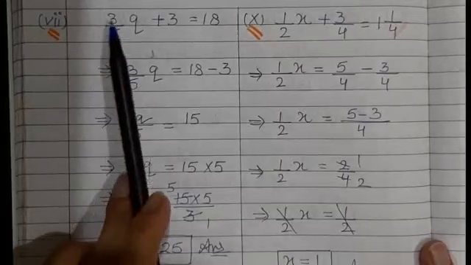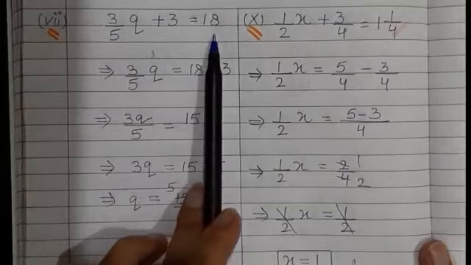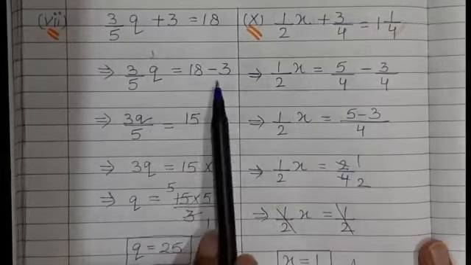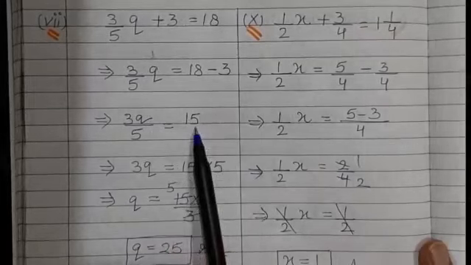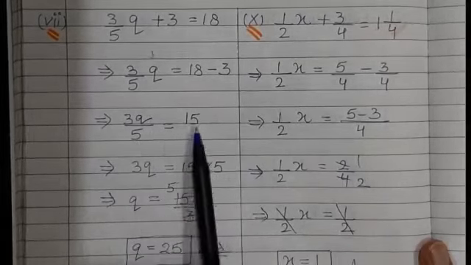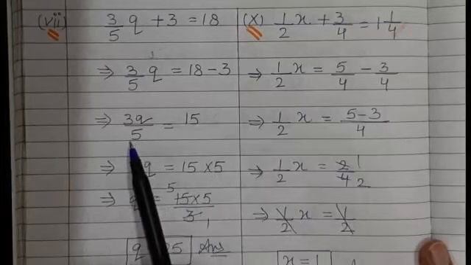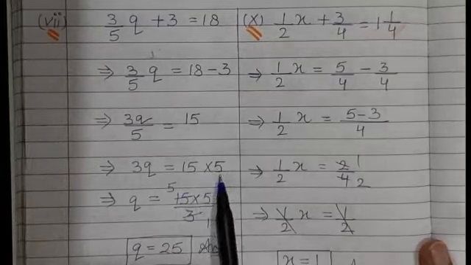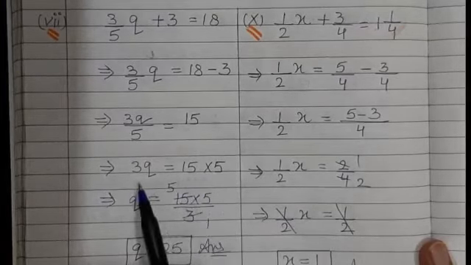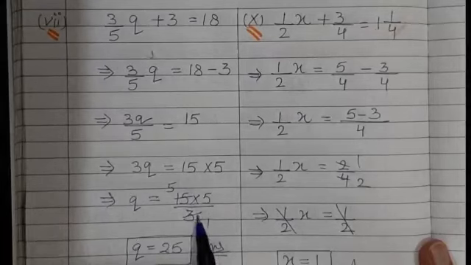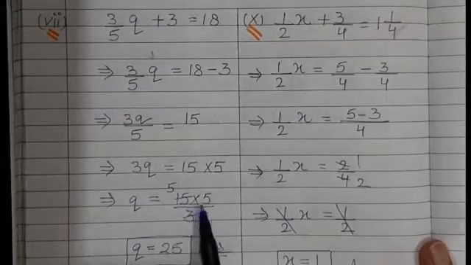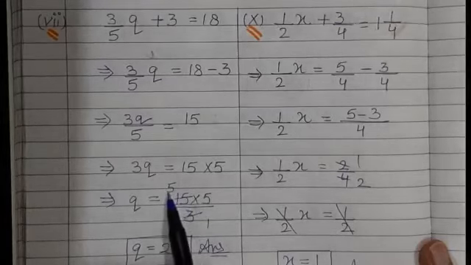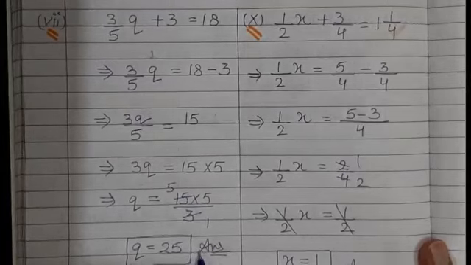Now the seventh part, 3 by 5 q plus 3 is equal to 18. Transpose plus 3 to the right-hand side, it becomes minus: 18 minus 3 is 15. When we transpose 5 to the right-hand side, here it is in division, so it becomes multiplication. So 15 into 5. 3q is equal to 15 into 5. When we transpose 3 to that side, we have to divide 15 into 5 upon 3. When we solve, 3 ones are 3, 3 fives are 15, 5 fives are 25 will be the answer.